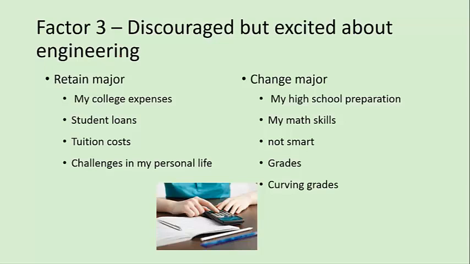They're not so secure in their math skills. Their high schools didn't prepare them well for college. They don't feel smart. They worry about their grades. These could be like the D for degree people. And they hate curving grades because these are the students who tend to be not in the upper circle, they're in the lower circle.